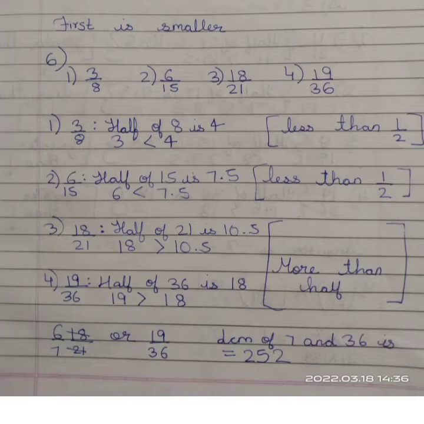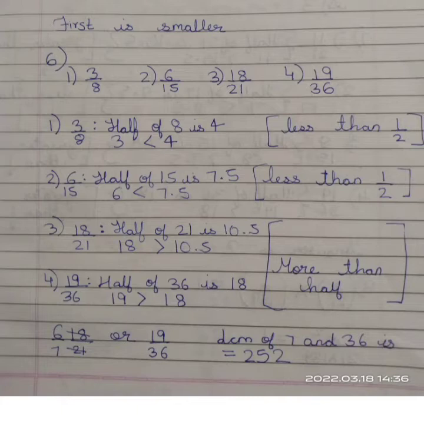Now 6 by 15, half of 15 is 7.5 and 6 is smaller than 7.5. So this whole fraction 6 by 15, it is less than half. Now 18 by 21, half of 21 is 10.5. 18, it is greater than 10.5. So it is more than half. Now 19 by 36, half of 36 is 18 and 19, it is greater than 18. So this is also more than half. So we get 2 which are less than half and 2 which are more than half.